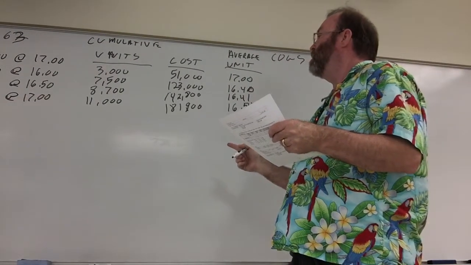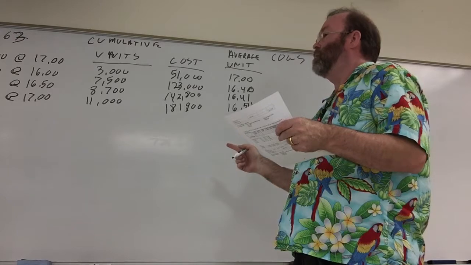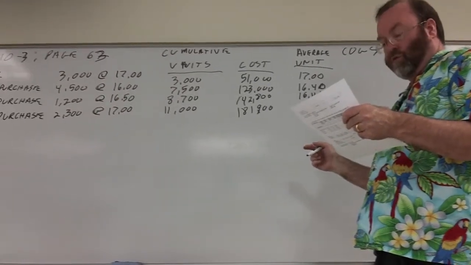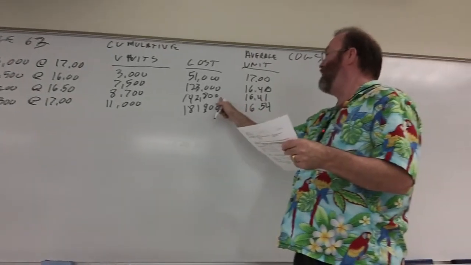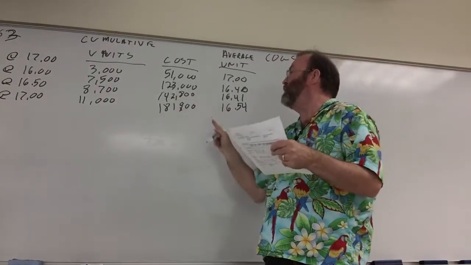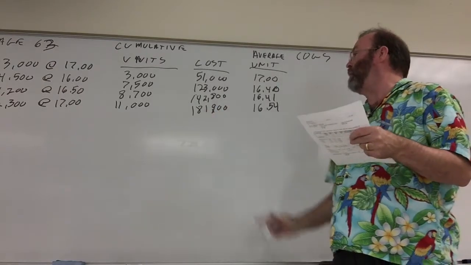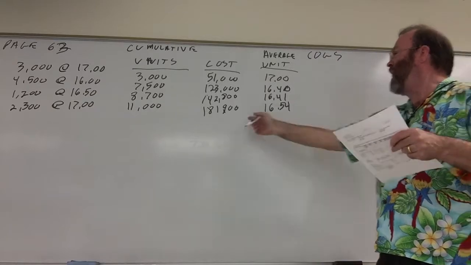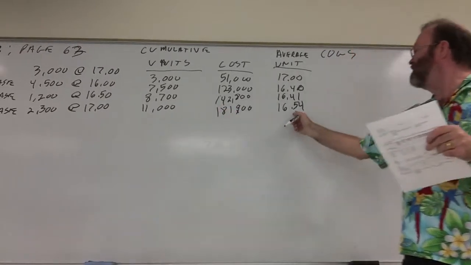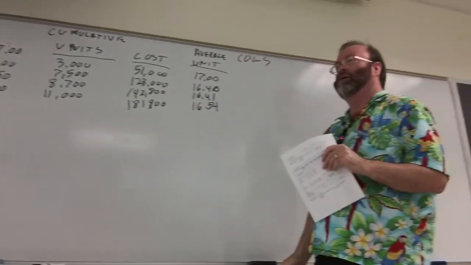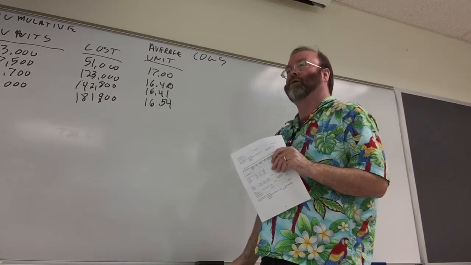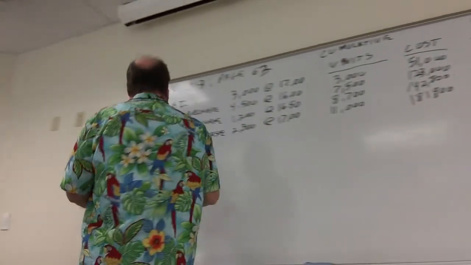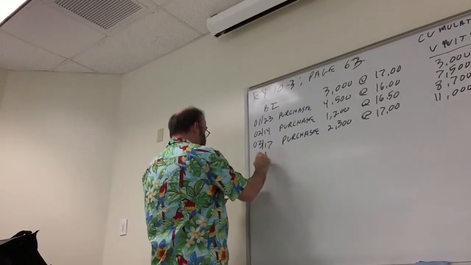Okay, so it's 2,300 at 17 is 39,100. Add 39,100 to the 142,800, and you should get 181,900. Yes. Okay. And divide that by 11,000 just to make sure that this is coming out correct. 16.53, okay. Yeah, well, 16 and change. Okay. So now we have a sale on April 13th.